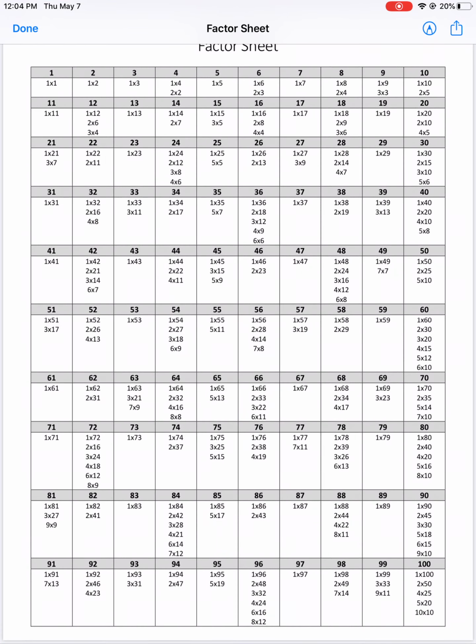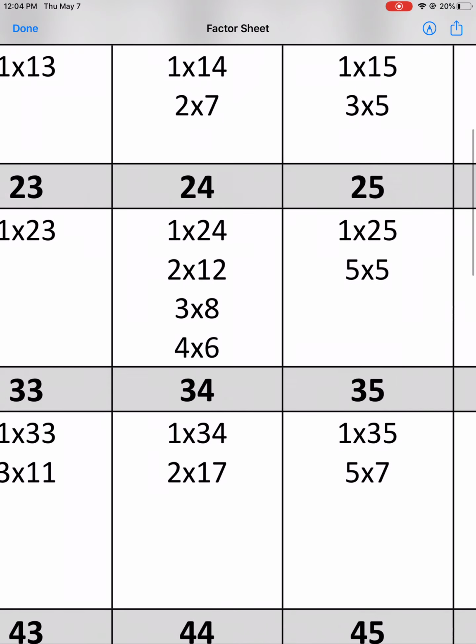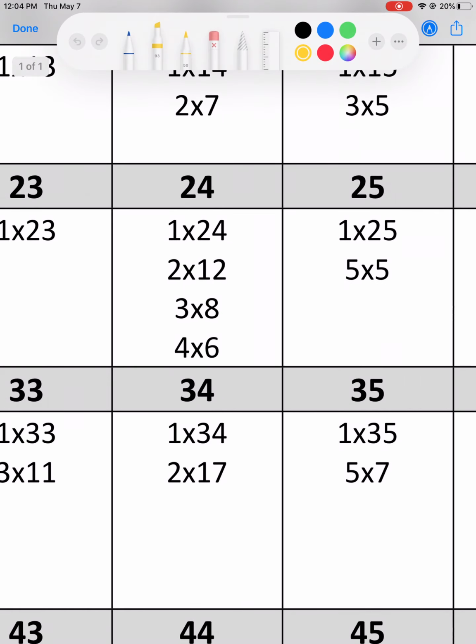So when I say what are the factors of, let's say, 24, well, if we zoom to 24, here's all my factors. So 1 times 24 is 24. 2 times 12 is 24. 3 times 8 is 24. 4 by 6, 24. So as you can see, the negatives aren't included in here. I just did the basic numbers, okay?